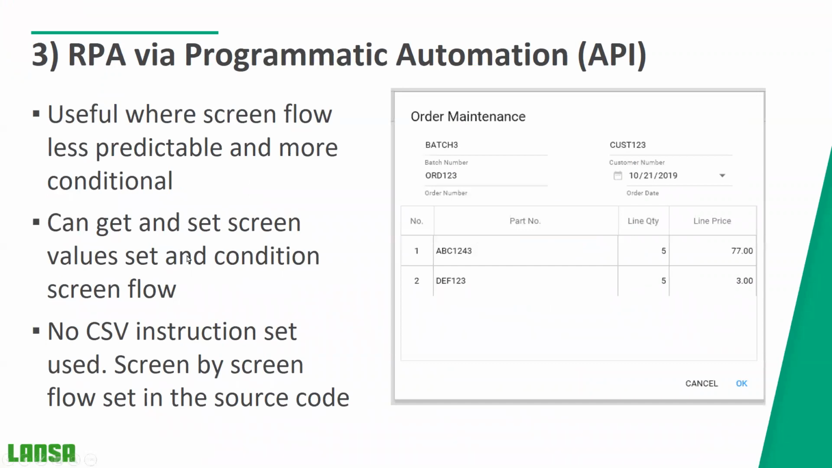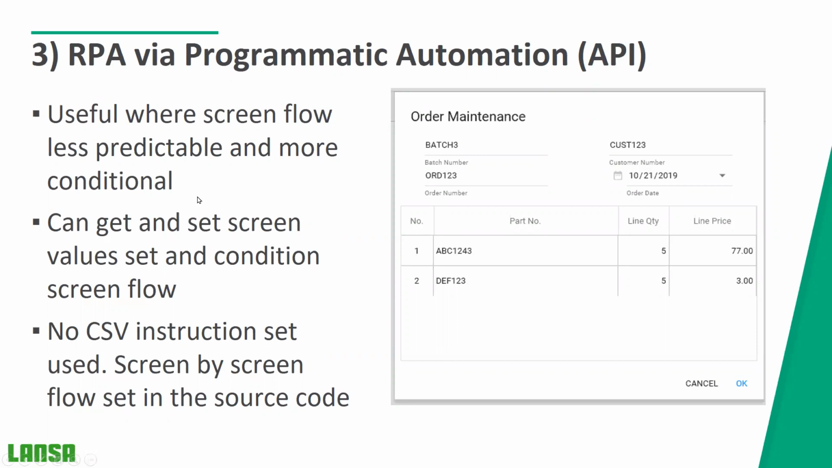We've got programmatic automation. So this is the scenario. I've got a web application, and this is useful where the screen flow is less predictable and more conditional. So there might be scenarios where, because the user's interfacing with the data directly, they might put in invalid part numbers. They might put in an invalid customer number. So in this case, there's no CSV instruction set. It's more programmatic. So it's controlled screen by screen, because if there's an error, I need to capture that error, not feed that directly to the robot.